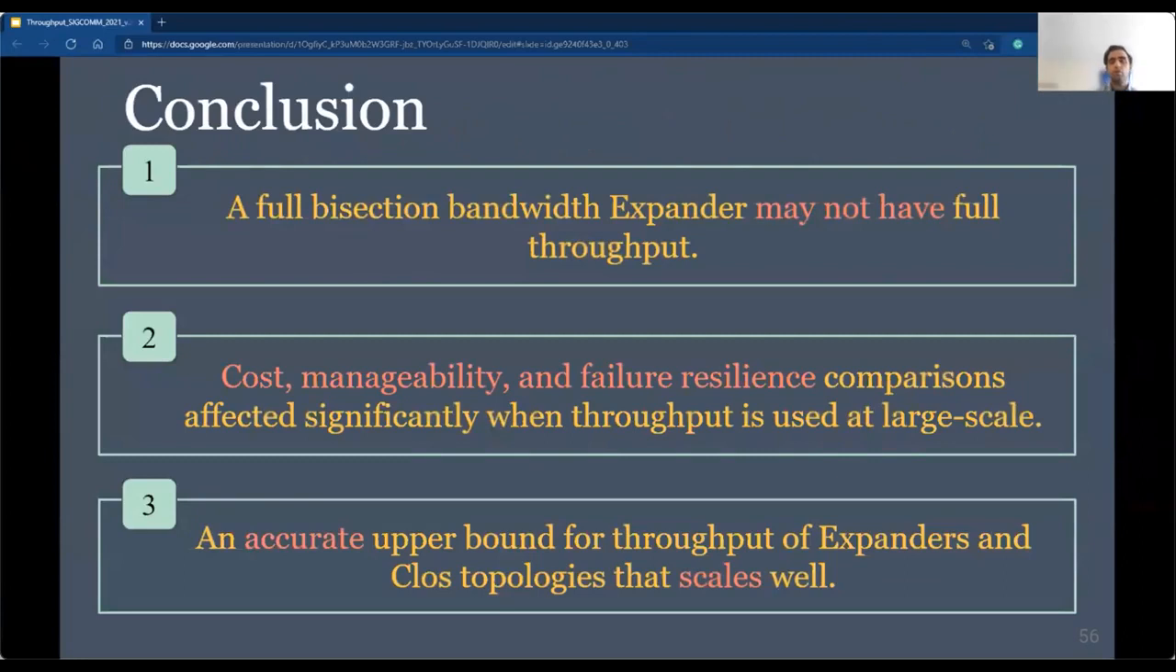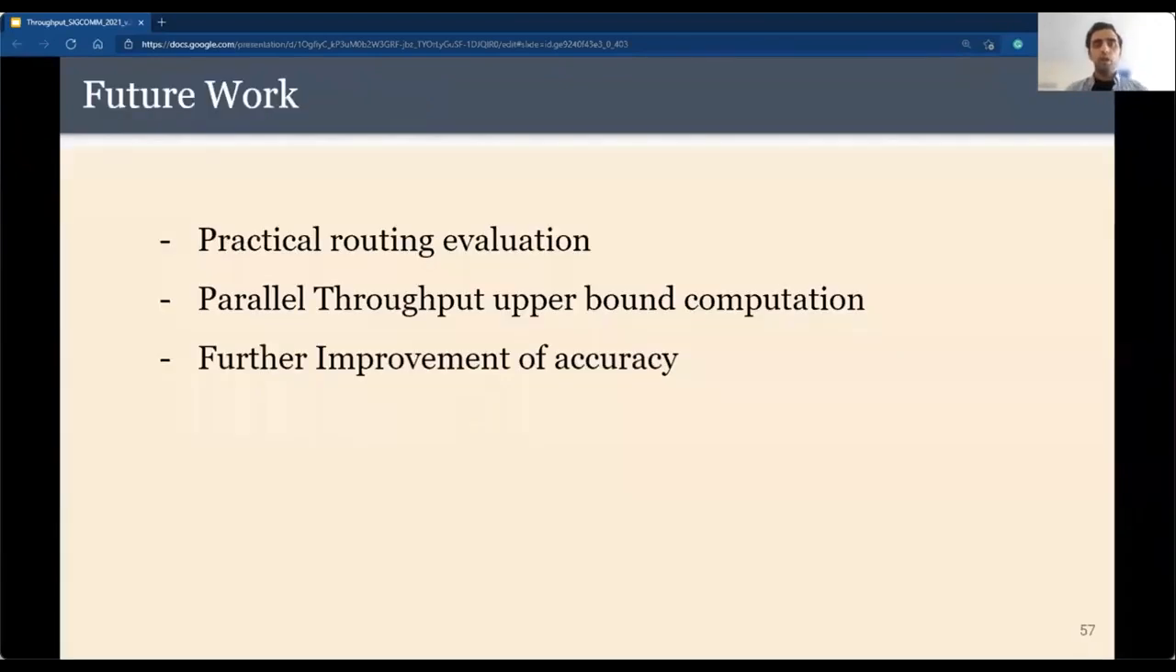What we did is we first showed in this work that full bisection bandwidth is not equal to full throughput for expanders. And there is a huge gap between these two. Next, we analyzed cost, management, and failure resiliency of these topologies and showed that when you use throughput and when you analyze them at large scale, things can be quite different. For throughput, we prove an accurate upper bound for throughput of expanders and cloud topologies that scales well. Future work can use our throughput upper bound to evaluate practical routing schemes and their efficiency. We can also try to parallelize the throughput upper bound computation or try to improve its accuracy.